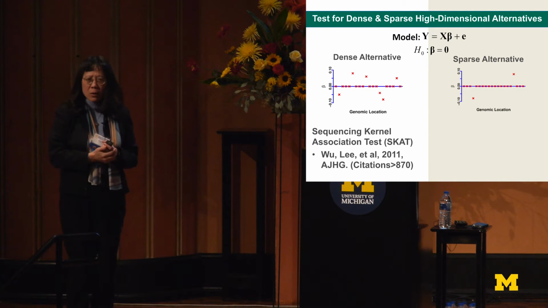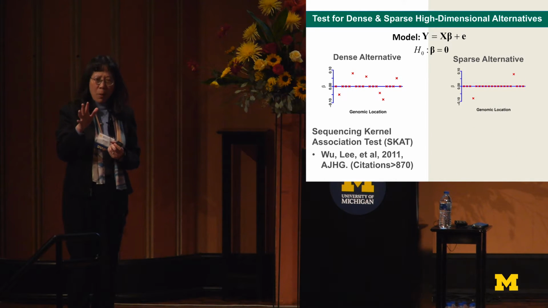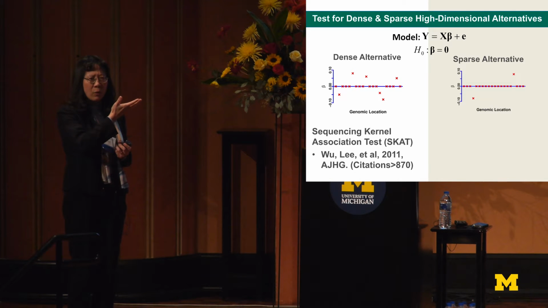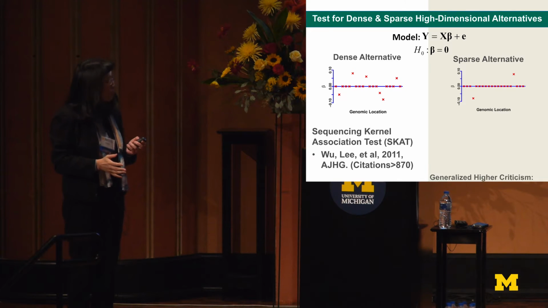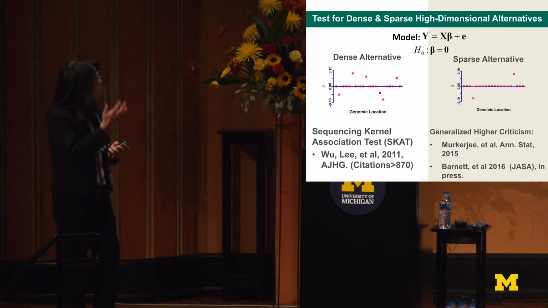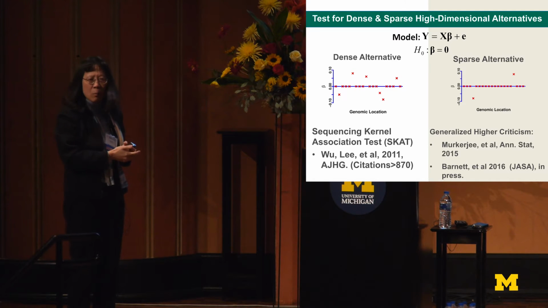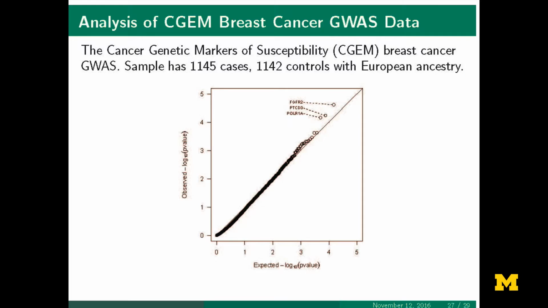But if the signals are sparse, and suppose in this situation only 2 variants are causal, this SKAT strategy will not work well. So two of my former students developed what we call the generalized higher criticism approach. That will be more powerful for detecting sparse alternatives.